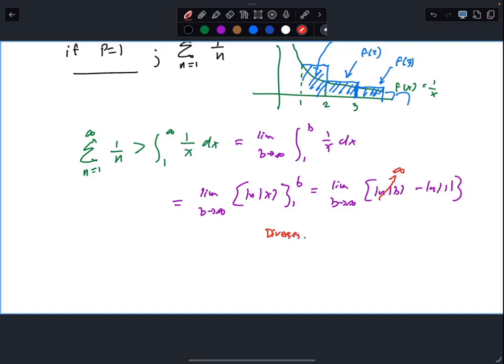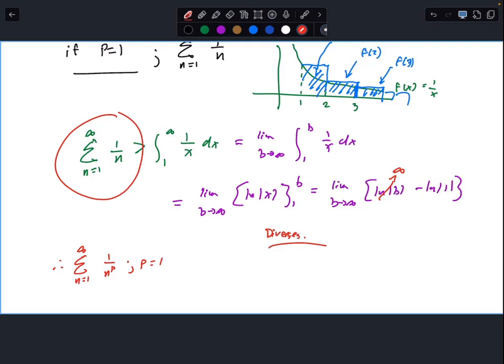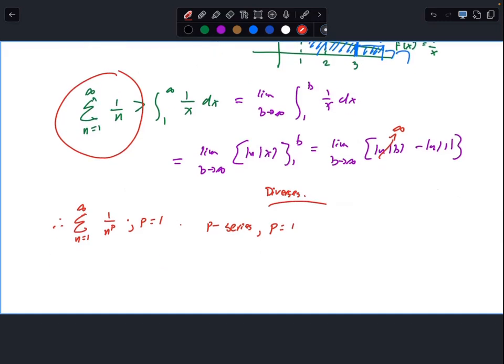Therefore, if our series is greater than something that diverges, then our series must also diverge. And so the series from n equals 1 to infinity of 1 over n to the p, when p equals 1, this is a p-series. You can also just cite the harmonic series divergence. Yeah, I'm not a fan of that. p equals 1, therefore it diverges by the p-series test.